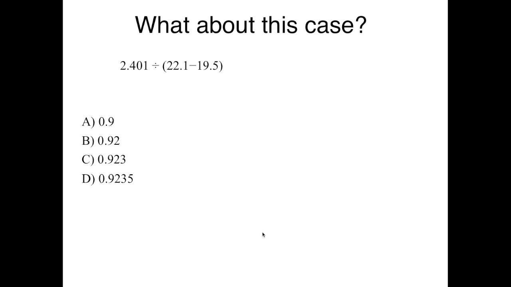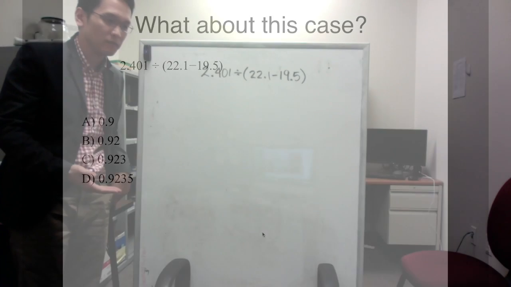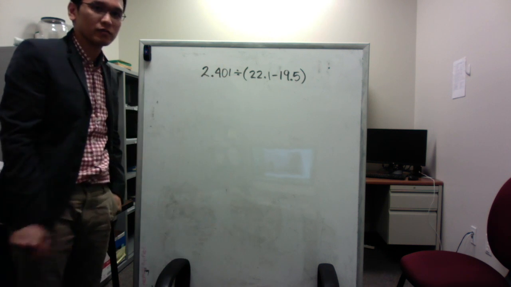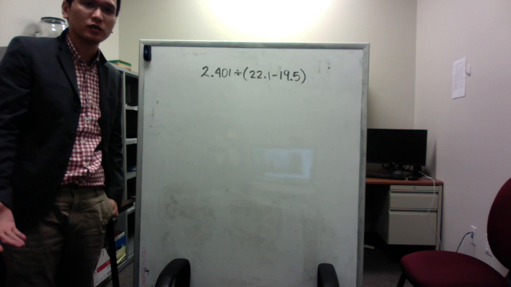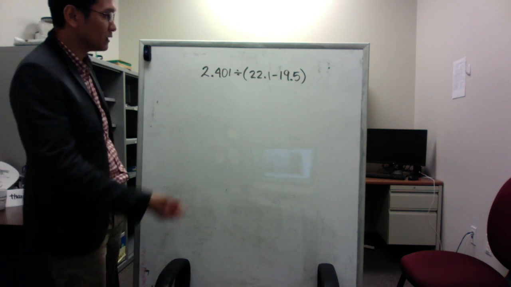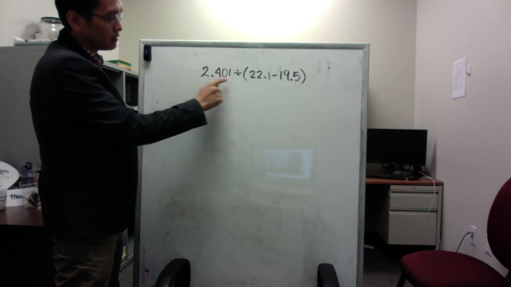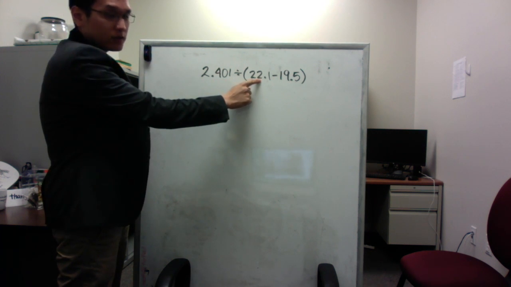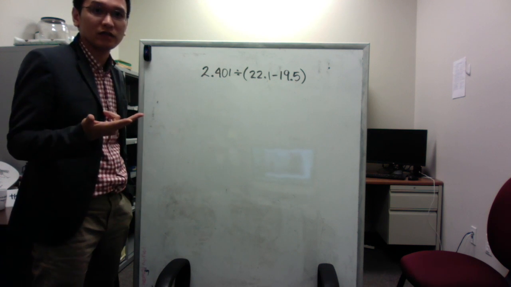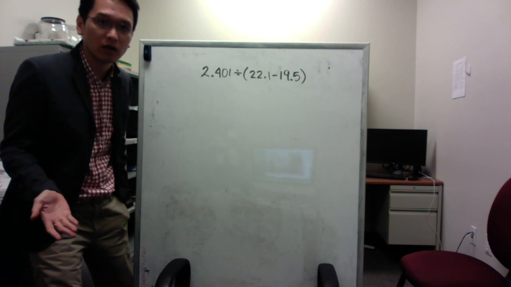Okay, so what about this case? How would sig figs rules apply? At first glance, you might think to yourself, oh, it's mostly a division problem, so I'm going to use the division and multiplication rules for applying sig figs. So I say to myself, this has 4 sig figs, this has 3 sig figs, this has 3 sig figs, so therefore my final answer should have 3 sig figs. And in fact, that would be the wrong conclusion.